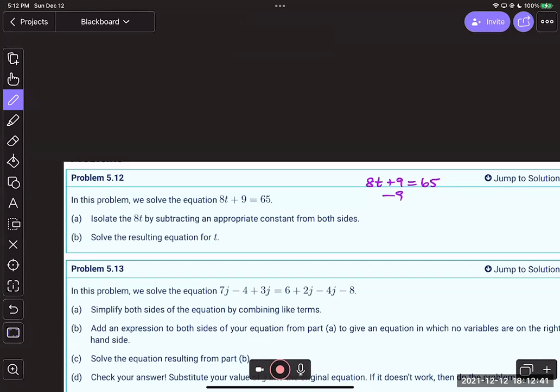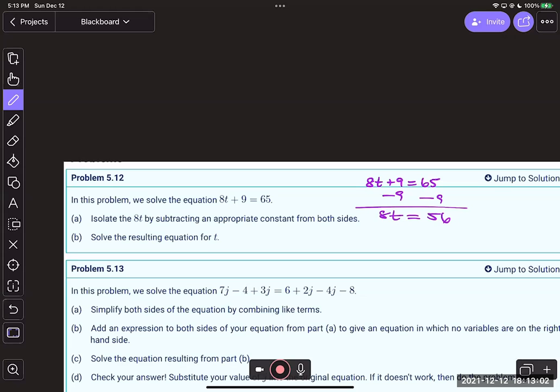Subtract 9, right? So what do you get on the right side? 65 minus 9, which equals 56. That's the right side. Okay. What happens on the left side then? 8t. Sounds good to me. All right. What about the rest, Katie?